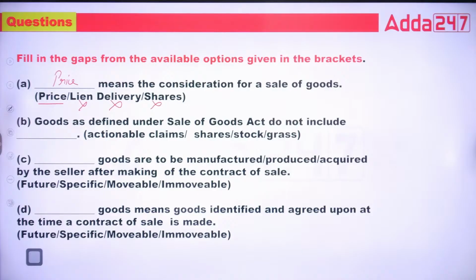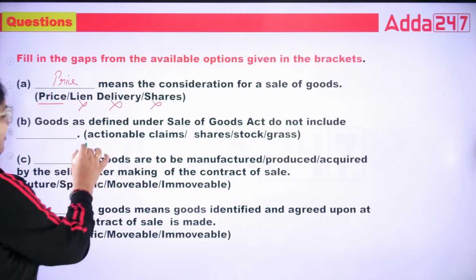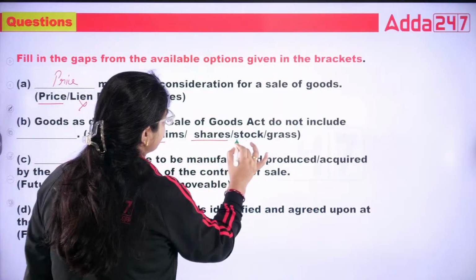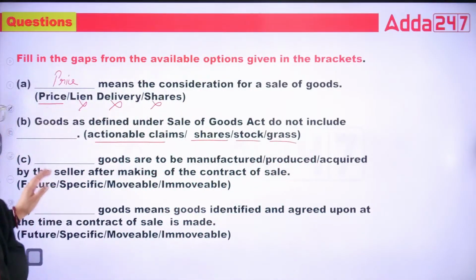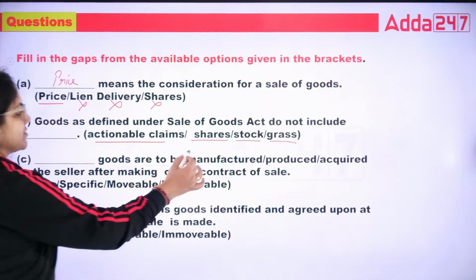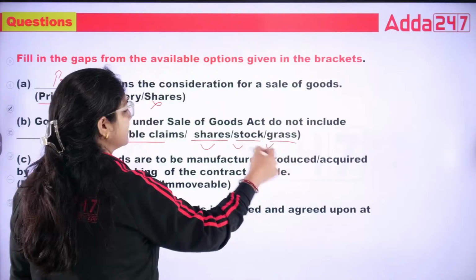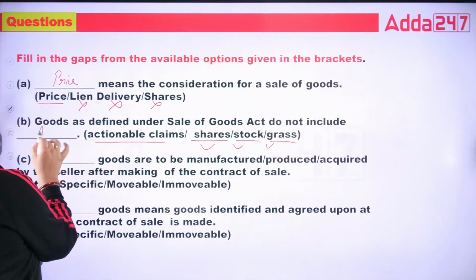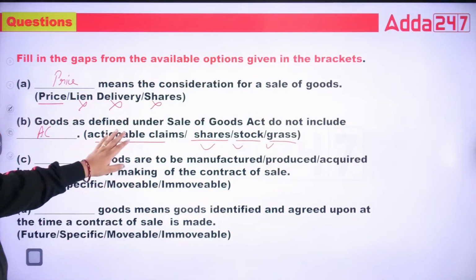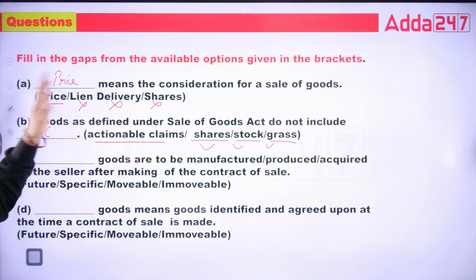Goods as defined in the Sale of Goods Act do not include actionable claims, shares, stock, grass. So guys, shares, stock, grass are movable, but an actionable claim is not movable, because that term is written in the Transfer of Property Act. So goods as defined under the Sale of Goods Act do not include this one. This is the actionable claim.